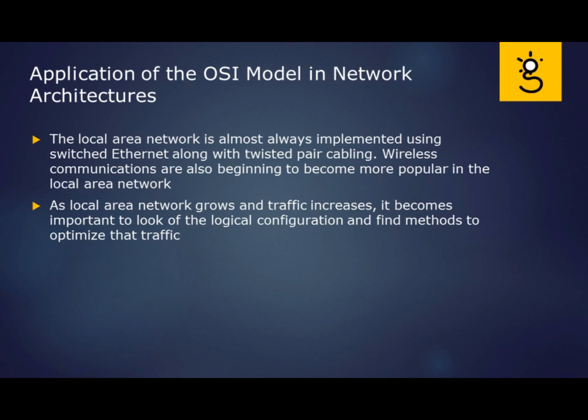Now, as a local area network grows and traffic increases, it's going to be important for us to look at some sort of logical configuration and find methods to optimize that traffic. That also means we might move into a different layer. Now, the switching layer, as I'm going to diagram out for you, is in layer 2. We can find ways to help separate a lot of this traffic by going to layer 3 of the OSI. And I'll demonstrate that for you as I talk a little bit more about that interrelationship.